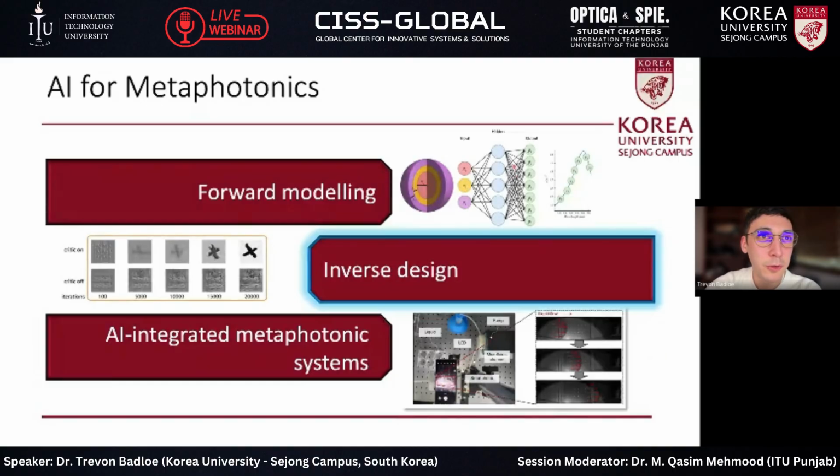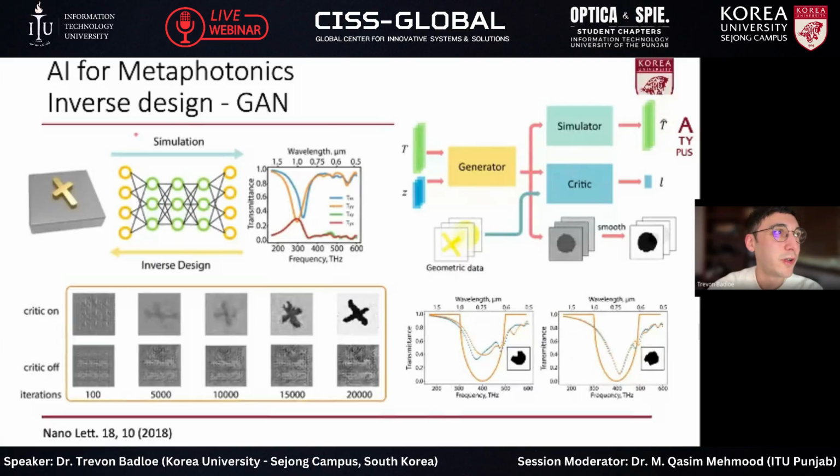So rather than modeling forward, we want to take some optical response, and we want to find the design of the structure to get this response. In 2018, this work showed using a GAN. I always want to say gallium nitride, but here it is a generative adversarial network. As we said before, we have a generator that tries to fool the critic. And when this is well trained, we can then create some structures that give us some desired optical properties.